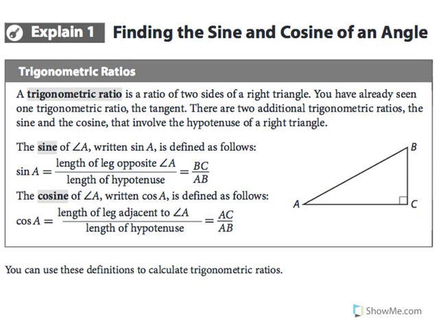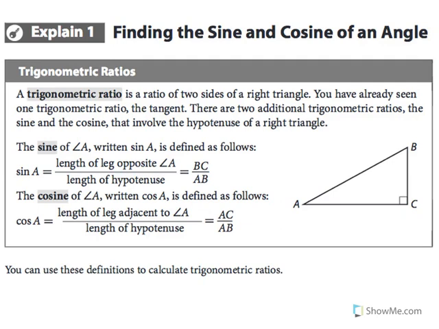Okay, finding sine and cosine of an angle. Trigonometric ratio. A trigonometric ratio is a ratio of two sides of a right triangle. You have already seen one trigonometric ratio, the tangent. There are two additional trigonometric ratios, the sine and cosine, that involve the hypotenuse of a right triangle.